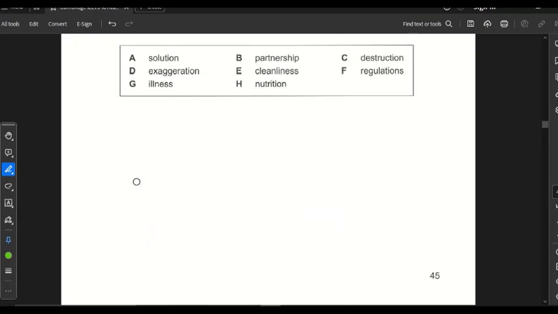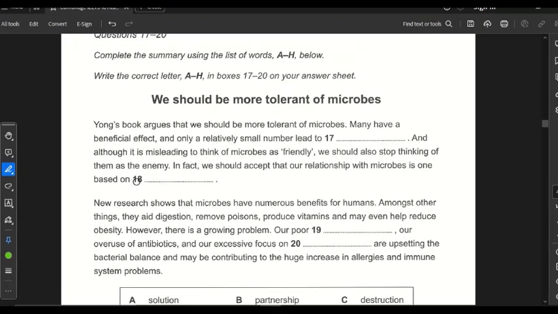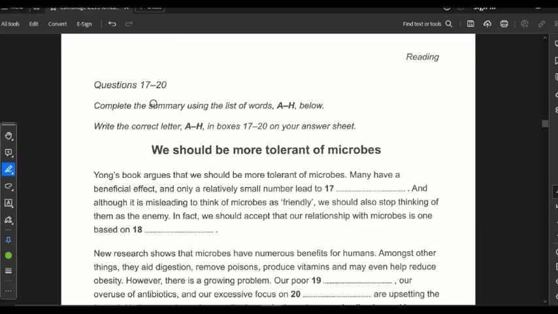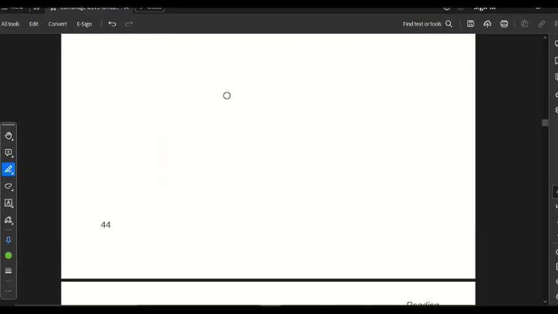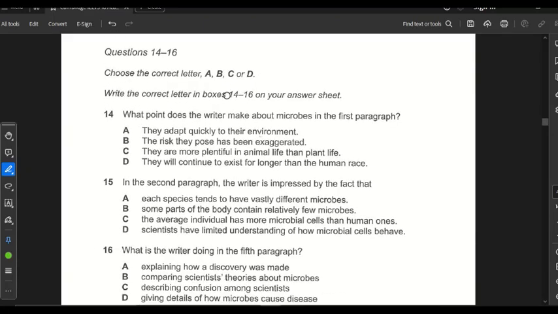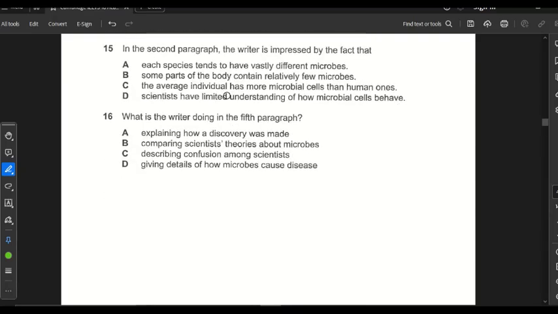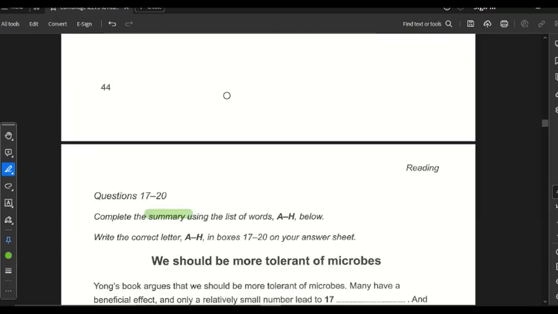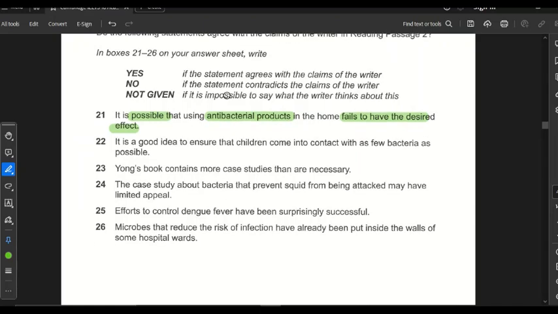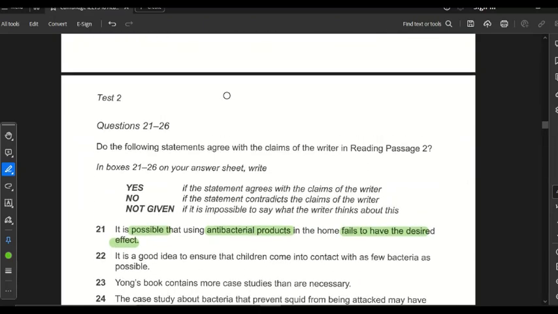So let's go to the test. These are some summary completion questions. You will do that one later. And we have a multiple choice over here. So that's the set of questions over here. But we are considering these ones because that's our focus for today.